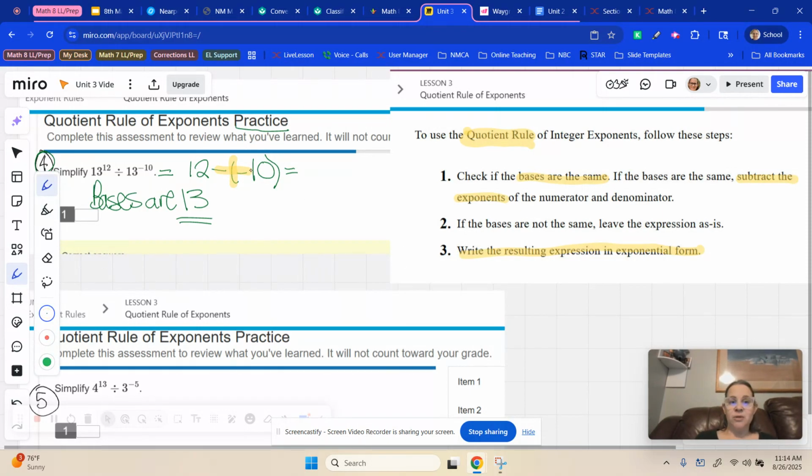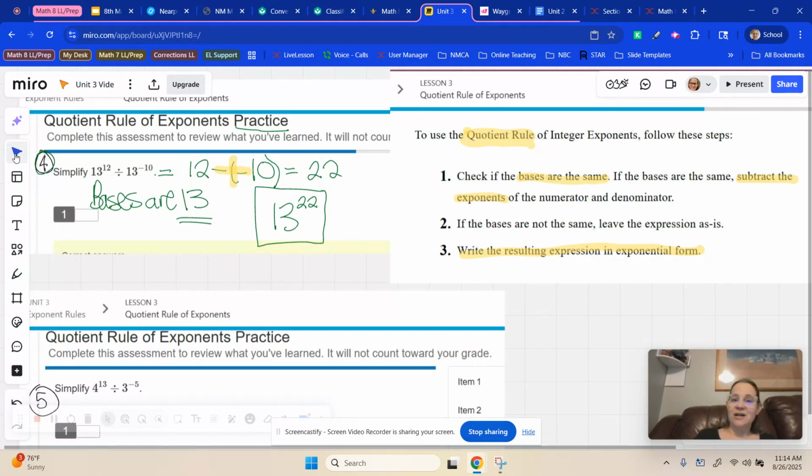All right, so the new exponent is going to be 22. And so our final answer, the expression in exponential form would be base 13, exponent 22, like that. And that one would be done. 13 to the 22nd power is some ginormous number. We're not going to be able to find it. It would probably max out our calculator's space to try to do it. So we're going to write it in exponential form, meaning 13 to the 22nd power.